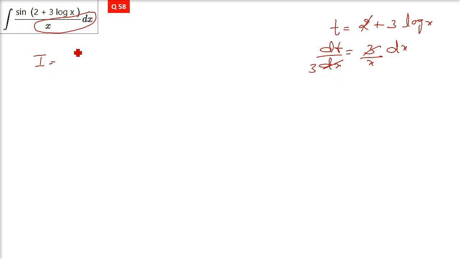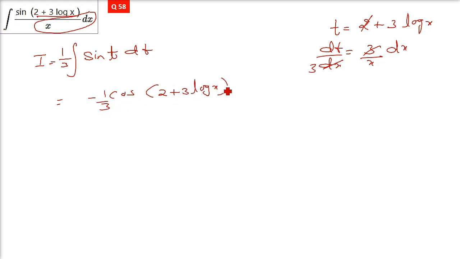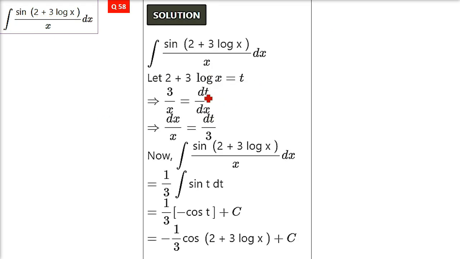So integration will become like this. 1 by 3 I'm taking out, which we have just got below dt, and then we have sine t, because t is 2 plus 3 log x. What is the integration of sine x? It's negative cos t. Let me write t as 2 plus 3 log x. So it will be negative cos of (2 plus 3 log x) times 1 by 3 plus constant of integration. So this is how you are going to write. Please don't forget to write the let, now, and all the symbols.